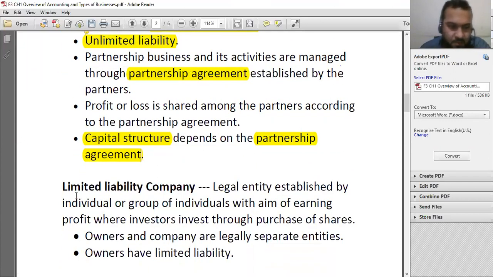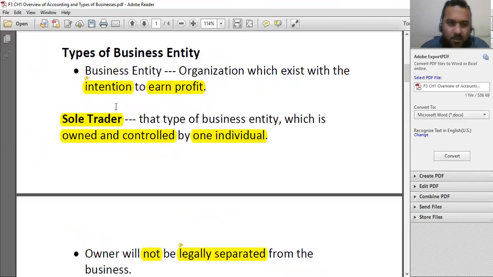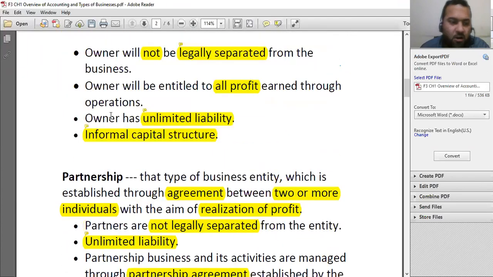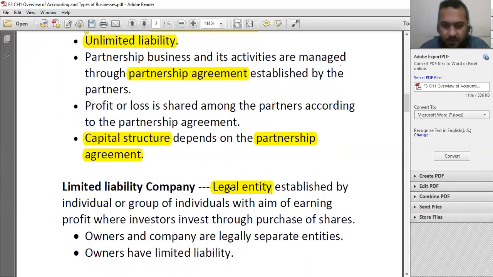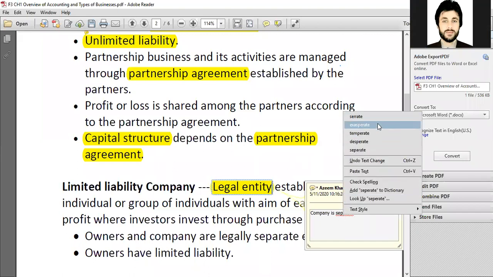Now next one, limited liability company. What is a limited liability company? The first point, legal entity. This point was not in the partnership, it was not in the sole trader. Only a company is a legal entity. And what is meant by legal entity? It means that the company is registered separately from the owners. Company is separate from the owner.